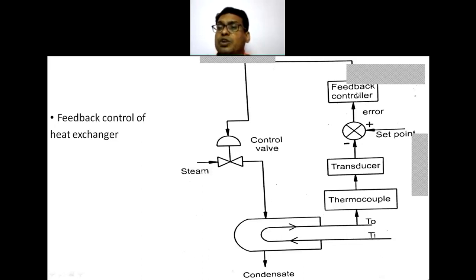This feedback controller takes the action and then it goes to a control valve. The control valve regulates the supply of steam or cooling water. If you want to reduce the temperature, use cooling water; when you are using steam, then you are going to increase the temperature. That means Ti is greater than To.